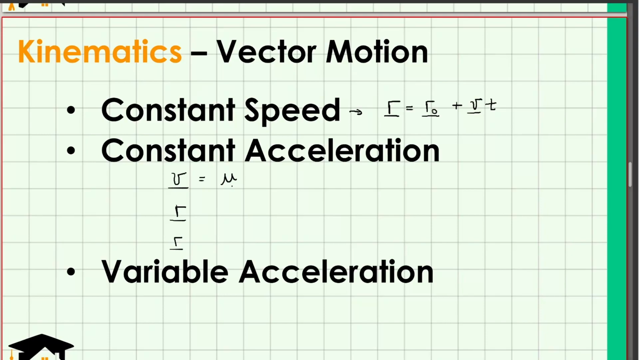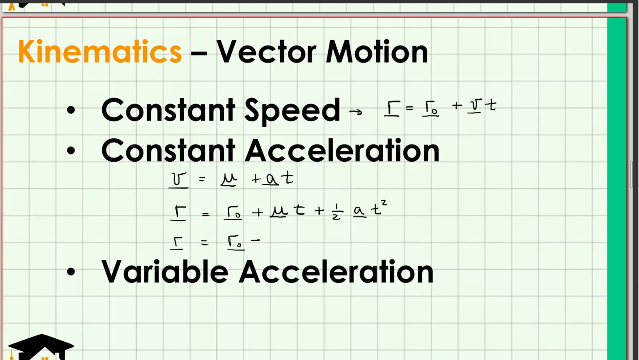v is equal to u plus acceleration times t. r is equal to r0 plus ut plus a half acceleration times time squared. And finally, r is equal to r0 plus vt minus 1/2 at squared. You can notice how similar these equations are to the previous ones.